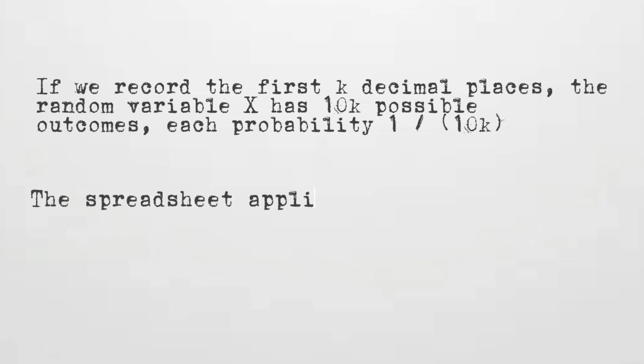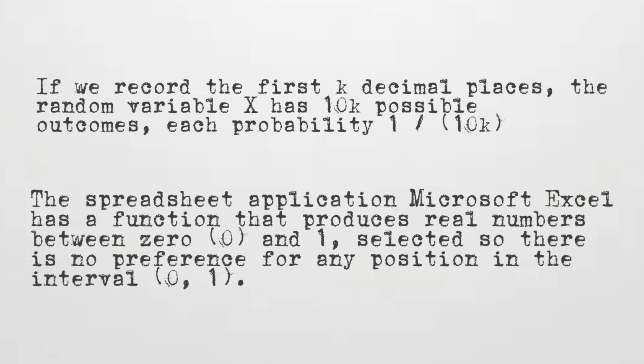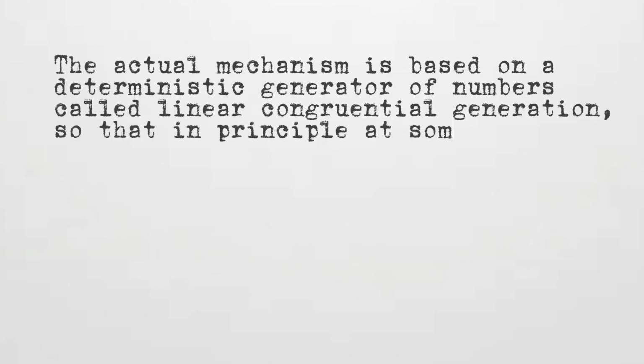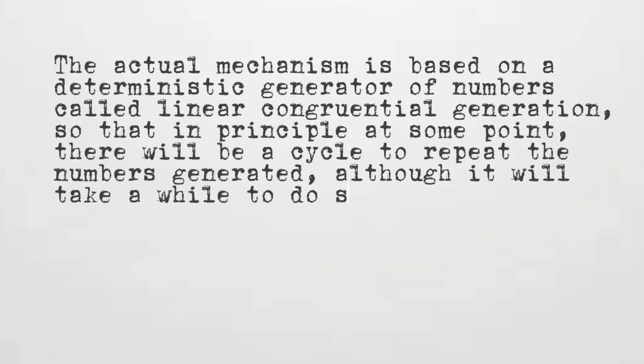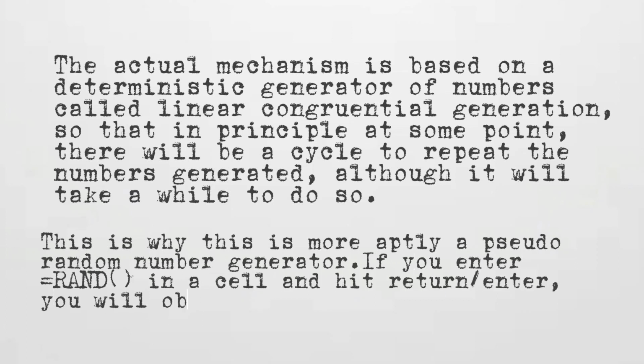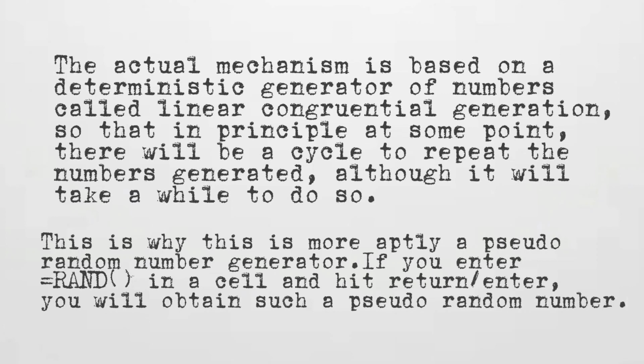The spreadsheet application Microsoft Excel has a function that produces real numbers between 0 and 1, selected so there is no preference for any position in the interval (0, 1). The actual mechanism is based on a deterministic generator of numbers called linear congruential generation. So in principle, at some point the generated numbers will cycle and repeat, although it will take a while to do so. This is why it is more aptly called a pseudo-random number generator. If you enter =RAND() in a cell and hit enter, you will obtain such a pseudo-random number.